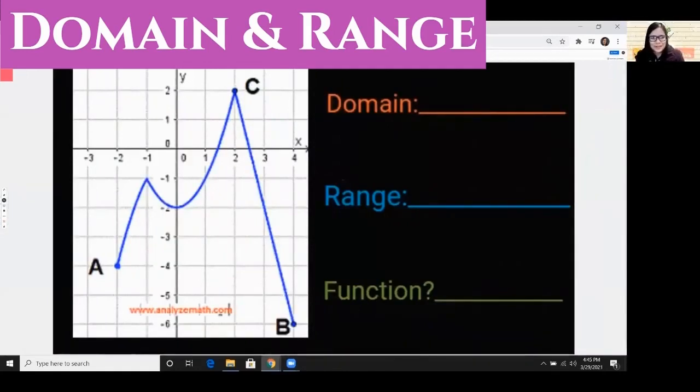It's your turn now to practice what you have learned. Can you identify the domain, the range, and the function of this one? Pause the video and take time to answer the given. Then you may play it to check your output. For the domain in here, we're focusing on the x-axis. So for the domain, since it is a closed dot, we will use a bracket. So it starts with negative 2 going to positive 4.